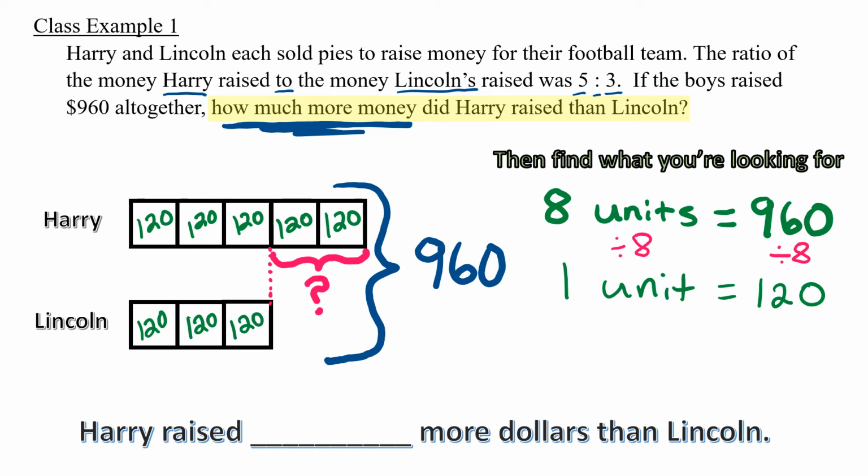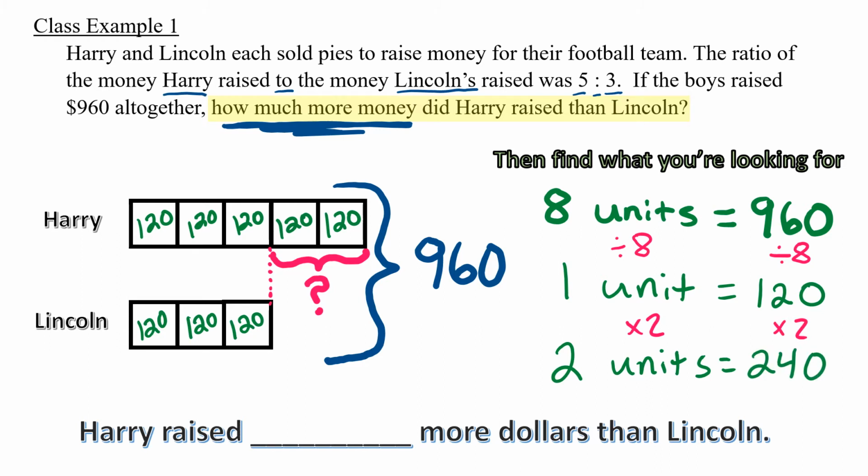Especially now, because when you look, and I'm looking for how much more money Harry made than Lincoln, I don't actually have to find Harry's total value and subtract Lincoln's total value. I could do that. I could do 120 times 5 for Harry and 120 times 3 for Lincoln, and then subtract. But if your model's really good and drawn well, you can see that Harry just has 2 extra units. So really, I just need to figure out, well, what's 2 units worth?